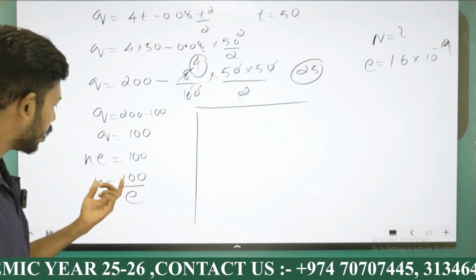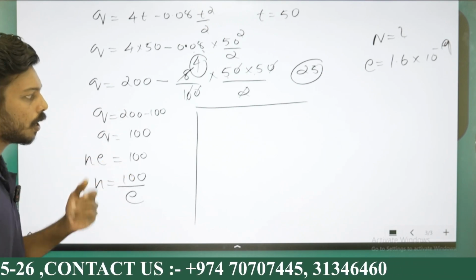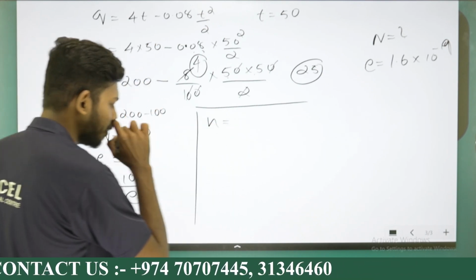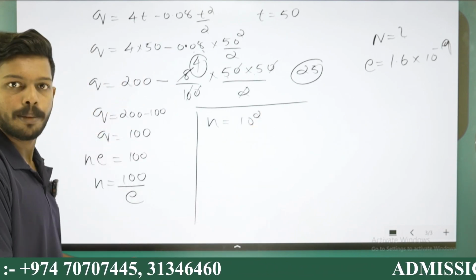Coming to the given mathematical expression, N is equal to 100 by e. It's just common sense. I'm replacing the 100 as 10 square, so that it will be easier to do the mathematical operations.